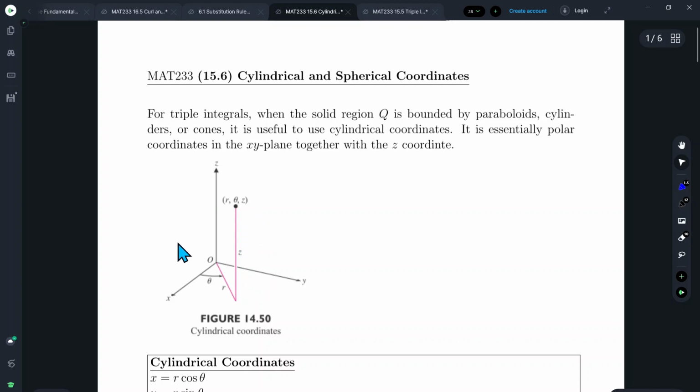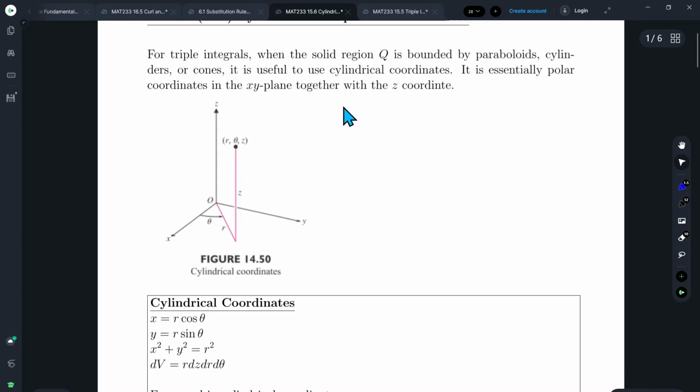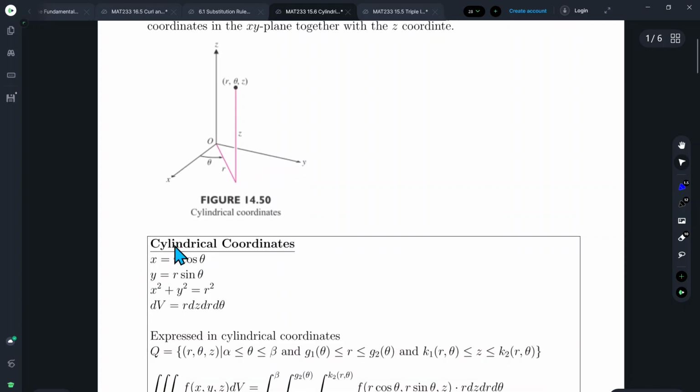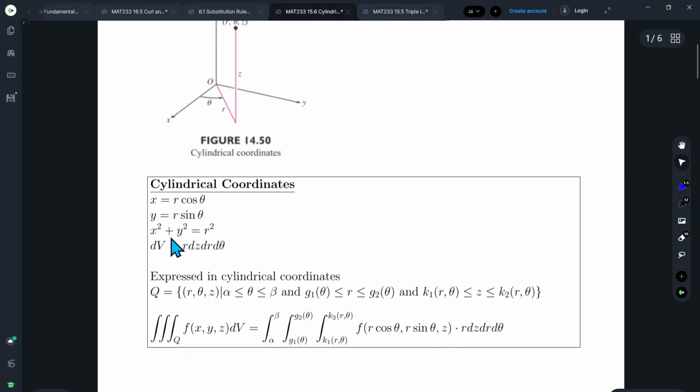Okay, so that's the basic description for cylindrical coordinates. And so when we do a change of variables from rectangular to cylindrical coordinates, again, you can see these formulas are the same as from polar coordinates. So x is equal to r cosine theta, y equals r sine theta, and x squared plus y squared equals r squared, right? Because again, basically in the xy plane, this is exactly just polar coordinates.